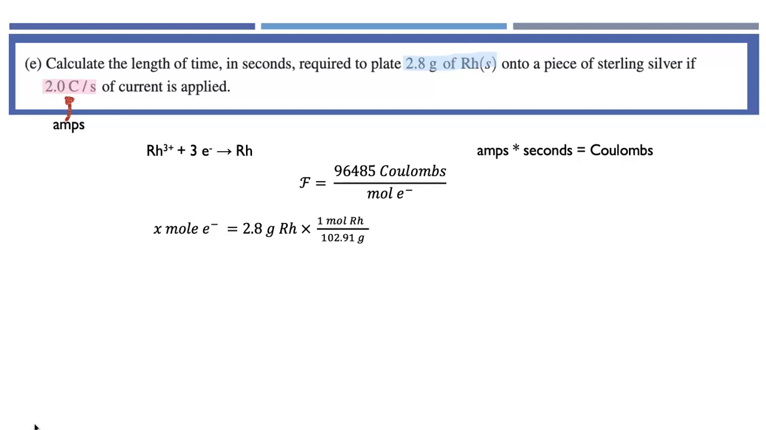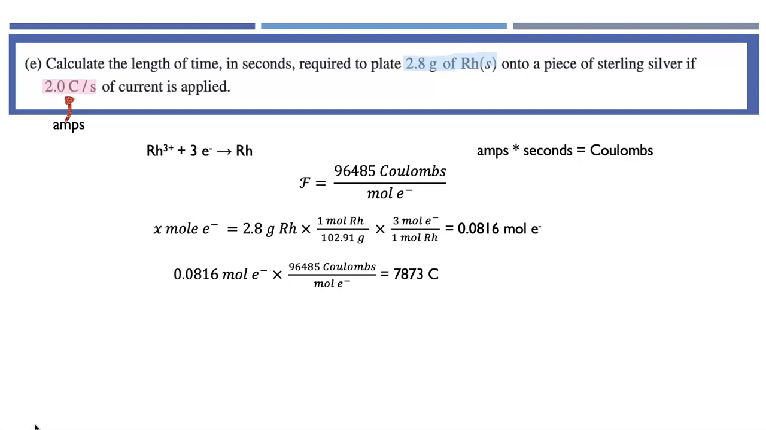2.8 grams of it. So I can look at my periodic table, I can convert my grams of rhodium to moles of rhodium metal, and then I know from the half reaction that for every mole of rhodium that's deposited, 3 moles of electrons are required. So I can stop here and get 0.016 moles of electrons. I'm not worried about sig figs right now because I'm not done with the problem, so I'll keep going. And then from the Faraday, I can calculate coulombs. I can multiply my moles of electrons by the Faraday. I get 7,873 coulombs. Again, I'm not worried about sig figs. I'll take care of that at the end of the problem.